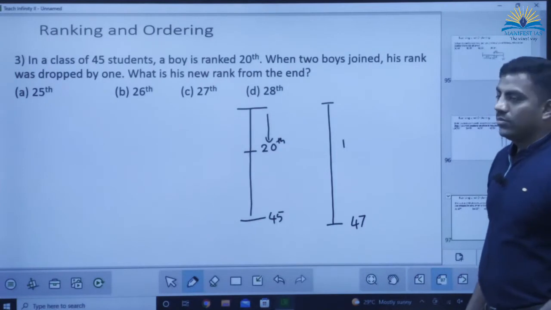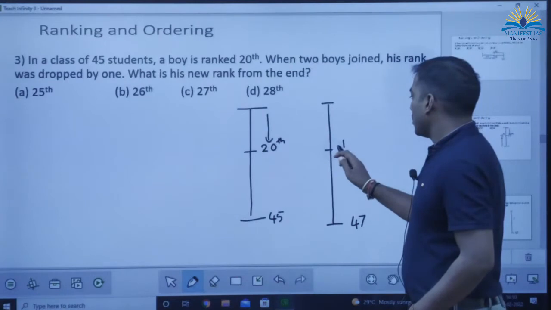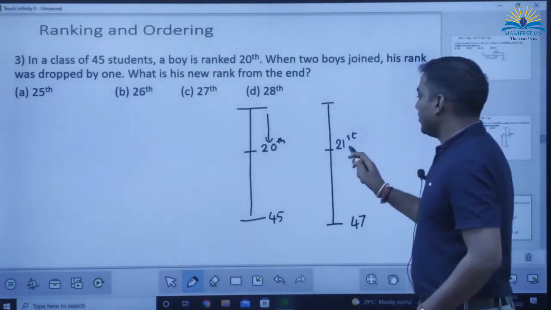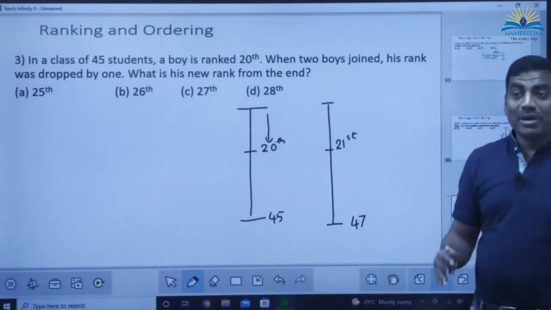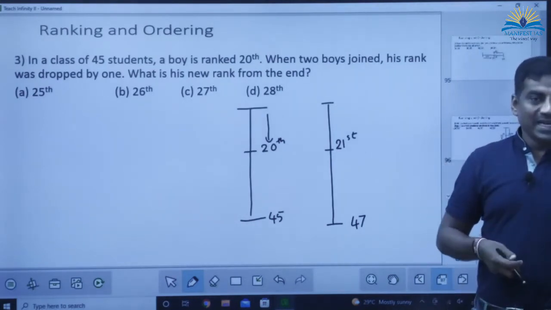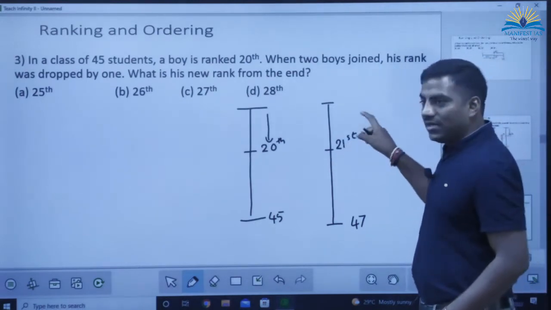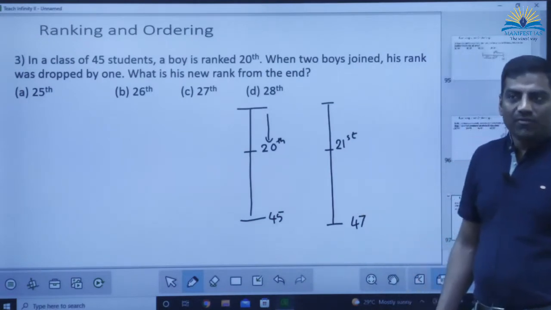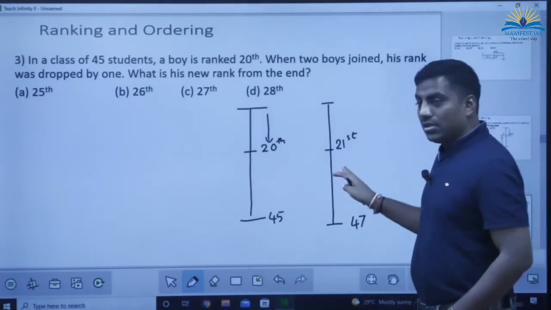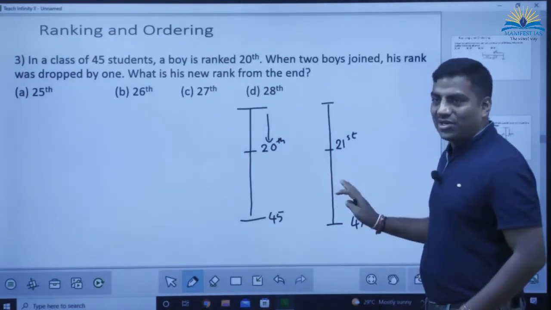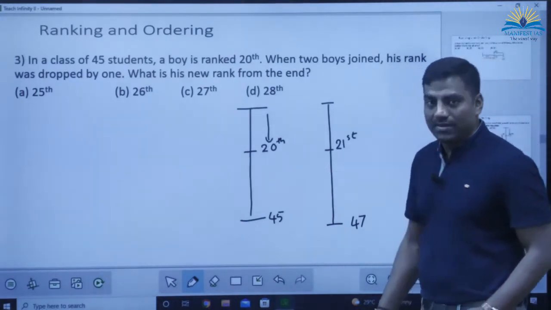His rank dropping by 1 means what? His rank is becoming 21st or 19th? 21st. Dropping means it is detrimental for him. Bettering means it will become 19. That means one better fellow has entered the list, one better fellow than him, and one weaker fellow has entered the list after him. That is the understanding.